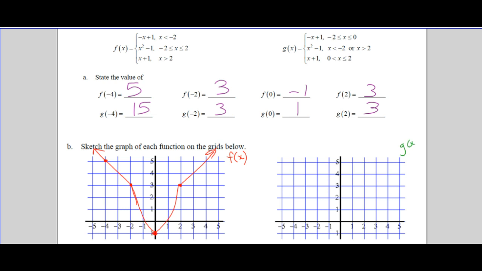Now, let's do g of x. Okay, g of x. So we've got some points we can plot. Well, not the 15, right? But g of -2 is 3. G of 0 is 1. And g of 2 is 3. Okay, so I guess we just go top down, really. I mean, you can work them in any order. But from -2 to 0, we have -x plus 1. So from -2 to 0, this is just going to be a straight line here, right?